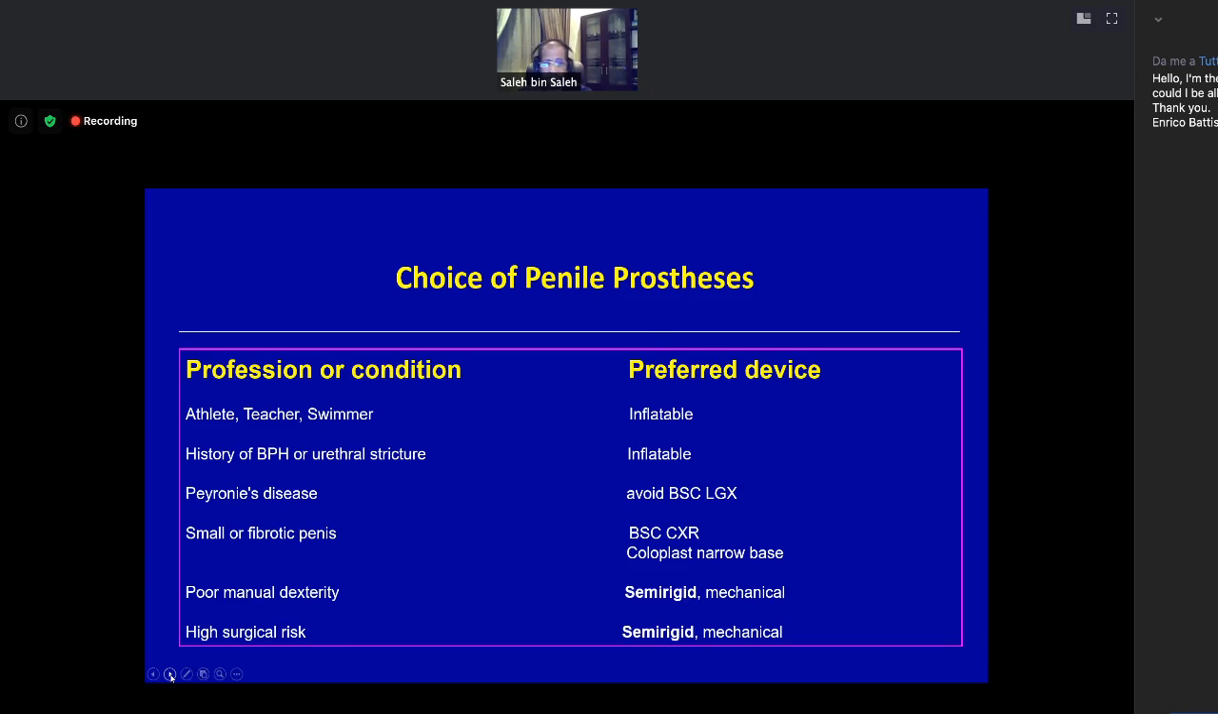For patients with limited manual dexterity, of course, a mechanical device is the best option, and try to avoid an inflatable penile prosthesis. For high-risk patients, where you would like to implant the prosthesis in the shortest possible period of time, a semi-rigid prosthesis might be the best option. Although an inflatable prosthesis in good hands, like Gabriel, who implants his infrapubic prosthesis within 15 minutes, might be another option. Next slide, please.